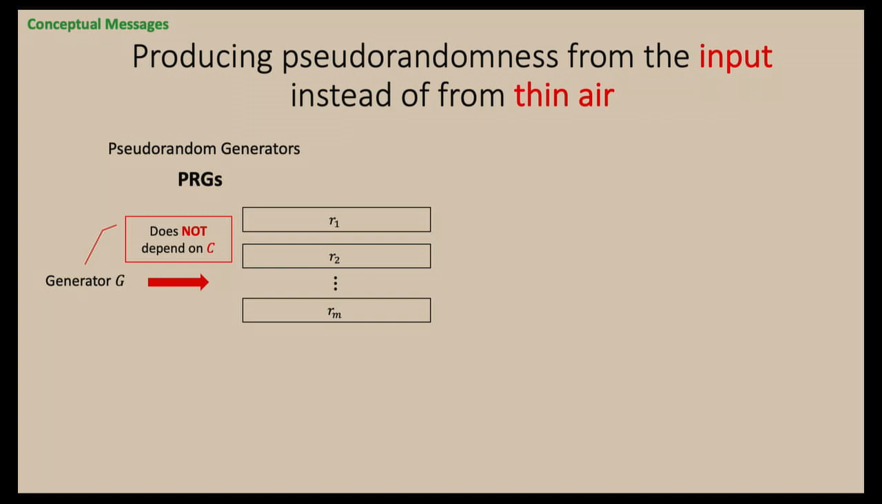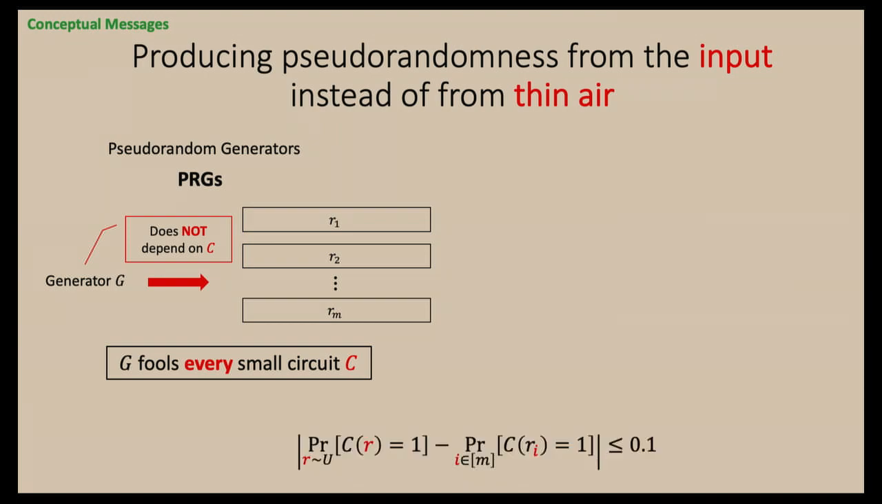And it tries to fool every small circuit, meaning that for the output collection of this PRG, for every small circuit C, the probability of C accepting a truly random input is close to C accepting a random output of the PRG. The important thing to note here is that this PRG G does not depend on the input circuit C. So you want a single PRG which fools every small circuit. This is quite nice, but it's also very strong, so you have to use circuit-level bounds for this.